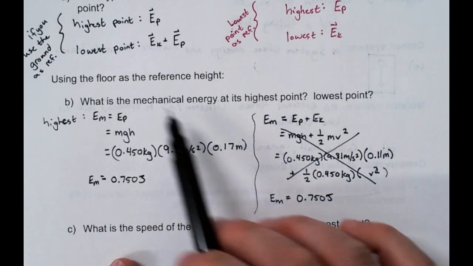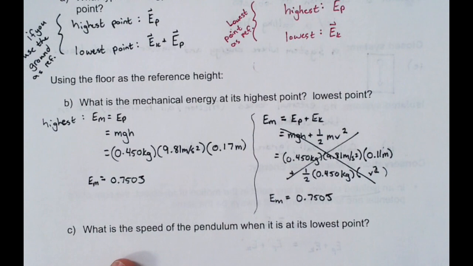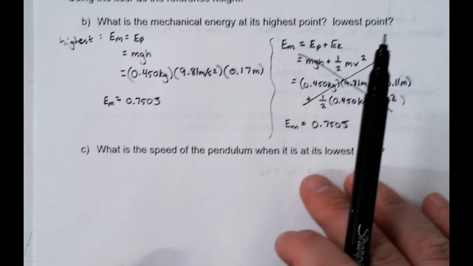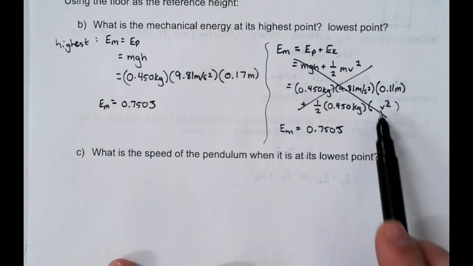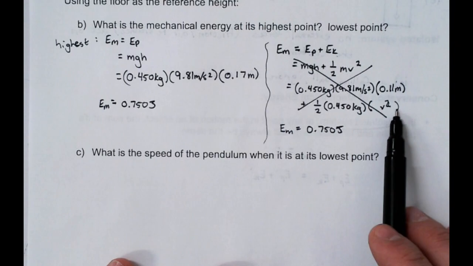We know if you can solve for your mechanical energy at any point, it's going to be the same at any point. So in here we had our problem. We wanted to figure out what is the speed at the lowest point. We didn't know that.